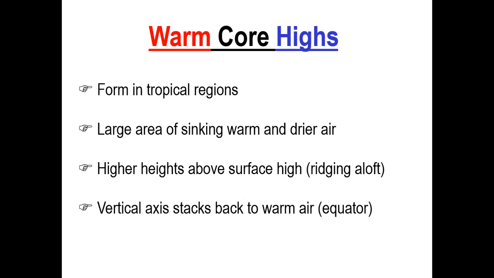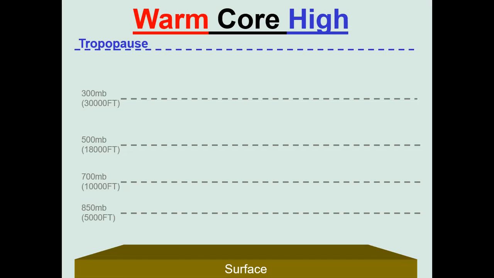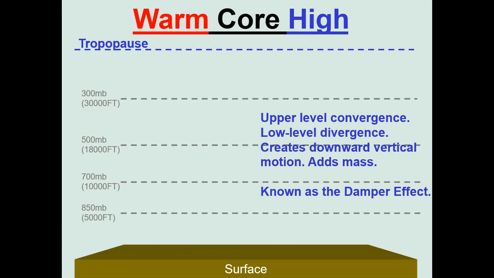So with high pressure, remember, it's like a big mountain, so the heights are going to rise above that surface high. With a warm core high especially, when you're involving warmer temperatures, the atmosphere is going to be much more expansive. The vertical axis will stack back toward the warm air at the equator. So these are some facts about warm core highs. Here's a diagram to illustrate an example of a warm core high.